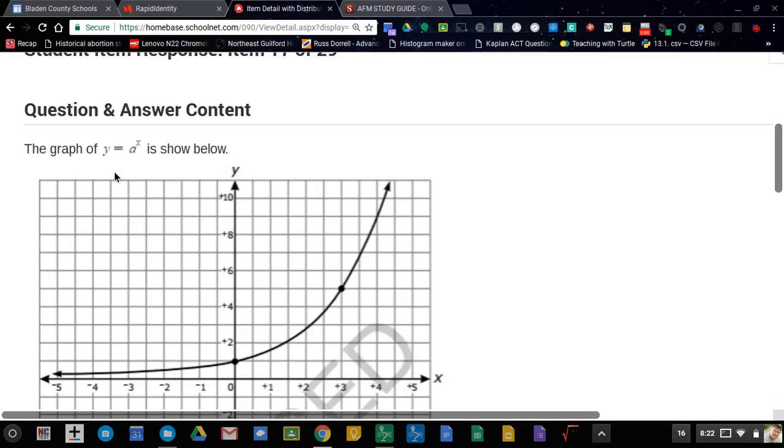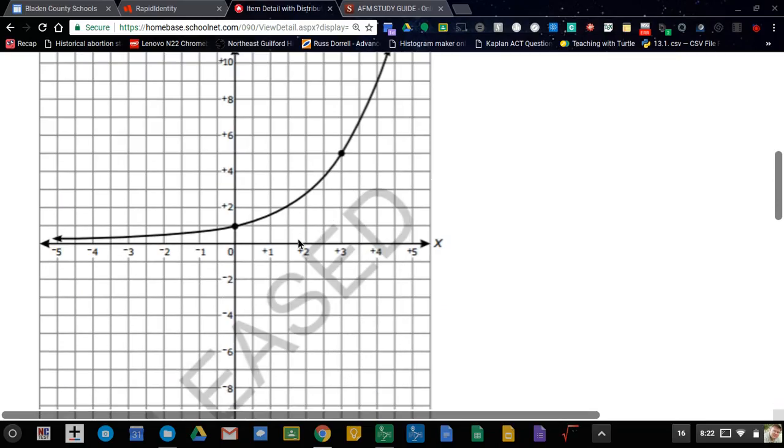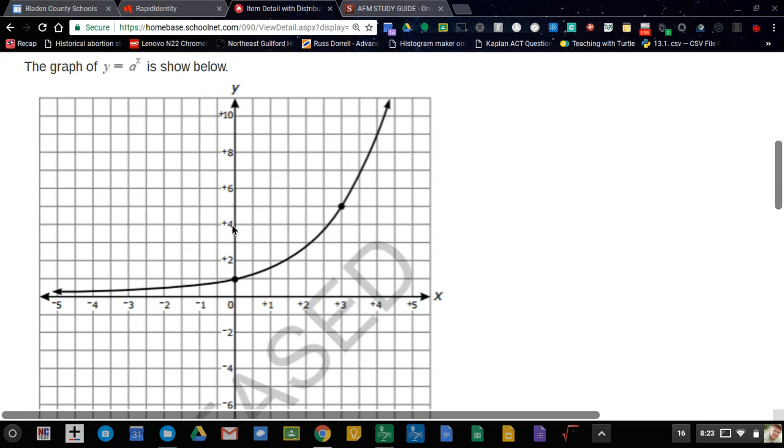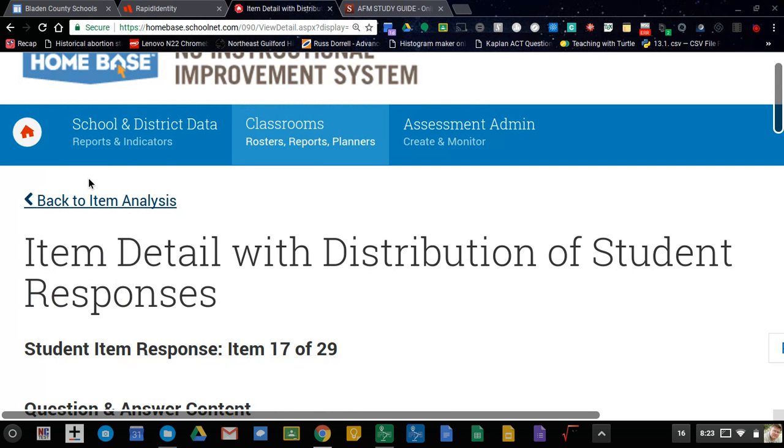Again, you're given an exponential function. They're asking in terms of log base A of 3. The goal there is just rewrite the function as a logarithm and go from there. Okay, substitute what you know. All right, so let's back up. And that's number 17. And we'll go for what?